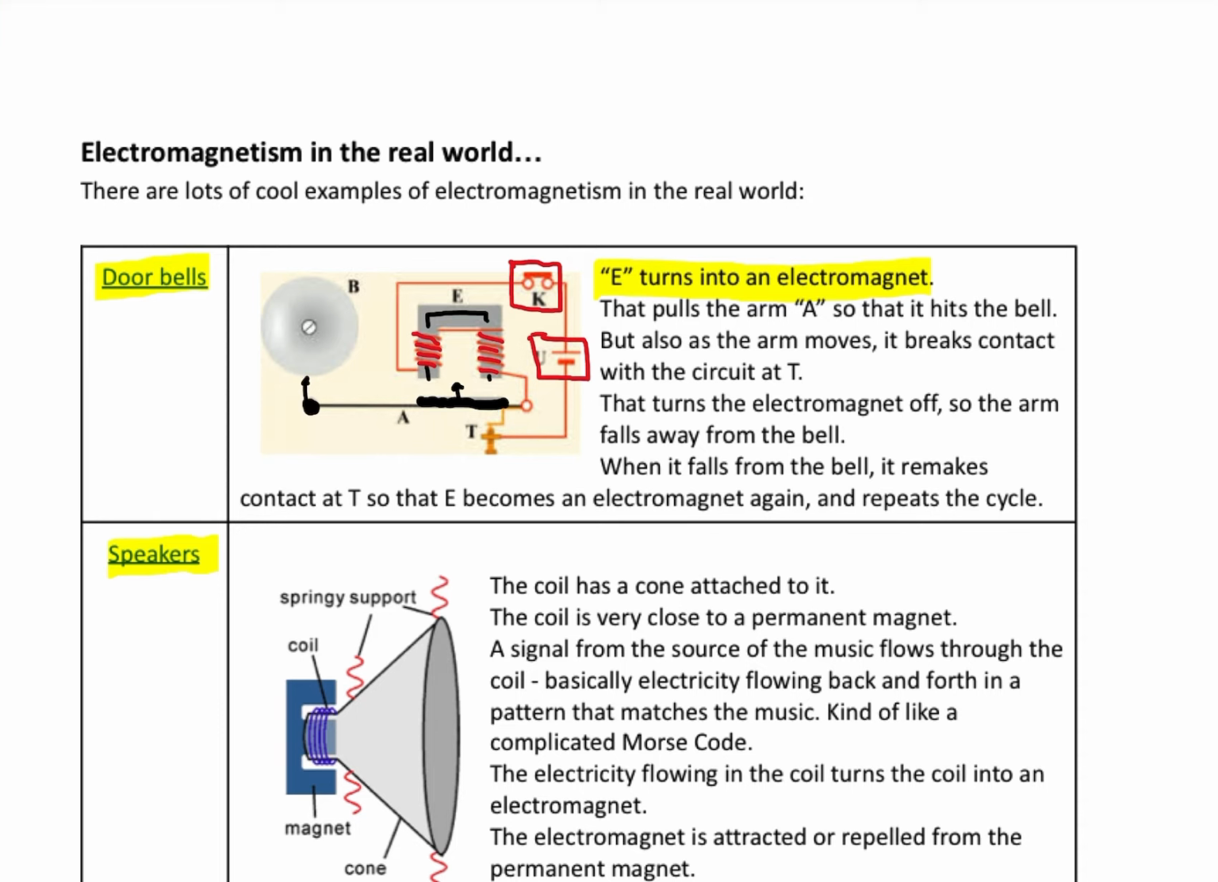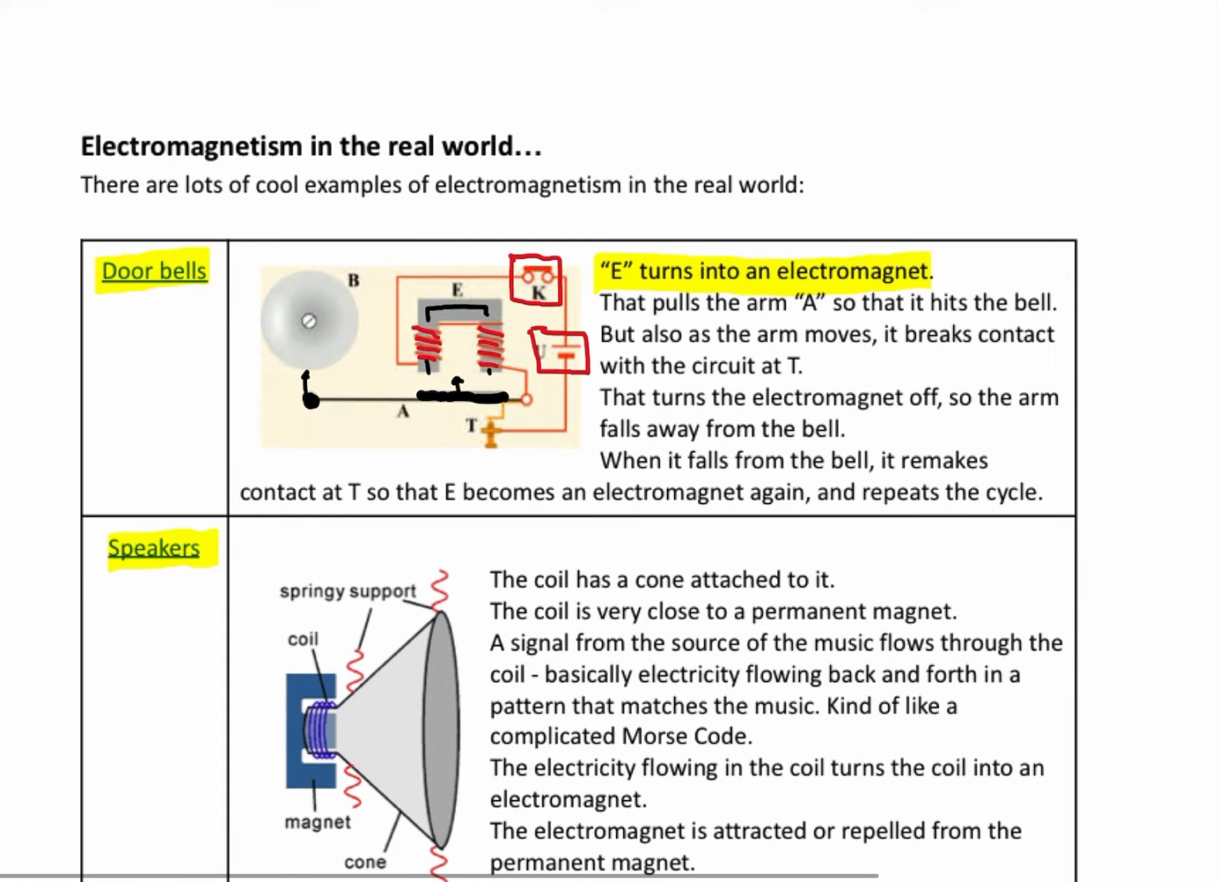However, what was really clever about it is when that arm labeled A moves upward, down here by T, it physically breaks contact. So that little wire above this little nail looking thing, they're touching, but when A moves upward, they stop touching. Since they stop touching, that breaks the circuit, and E is no longer a magnet. Since E isn't a magnet, then that arm A falls down and away from the bell.